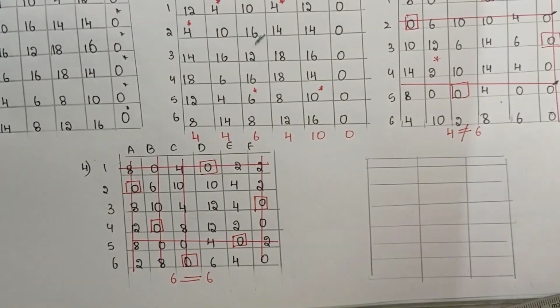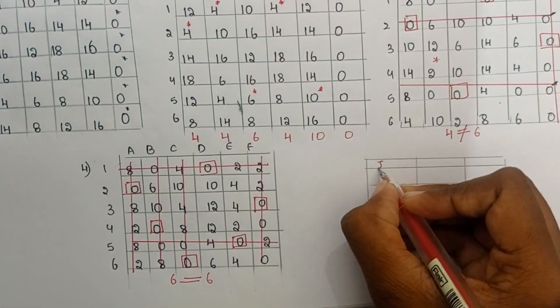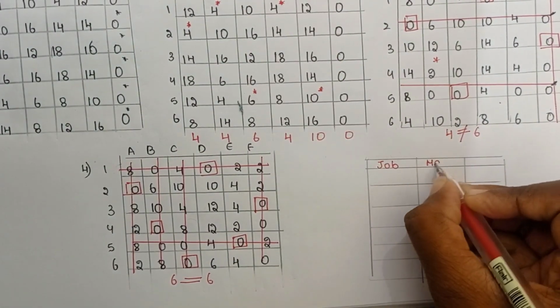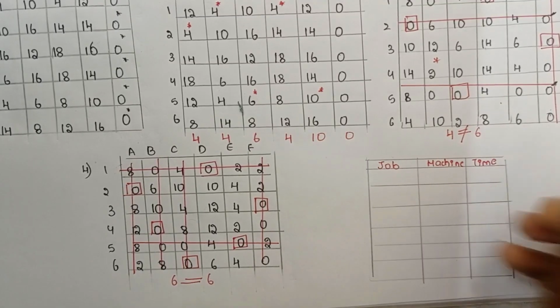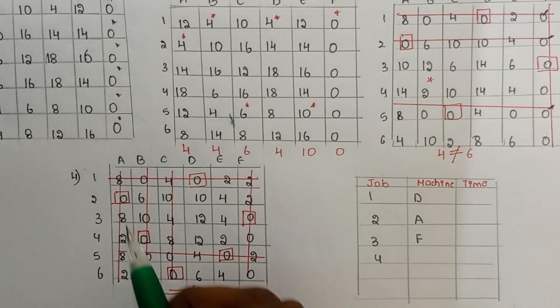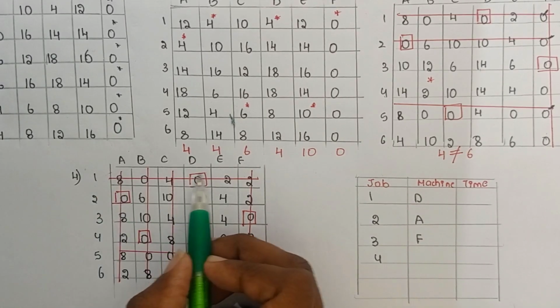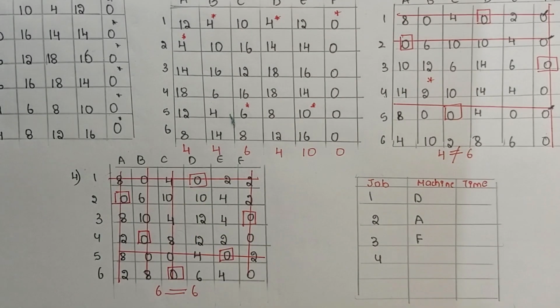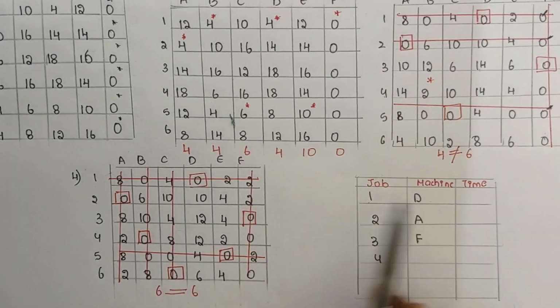And finally we have to make the table, like we have to calculate which job is performed by which machine and at what time. So the first is job, the second is machine and the third is time. So first job is performed by the D machine. We have to see where we have marked the square. So the first job is performed by the D machine.